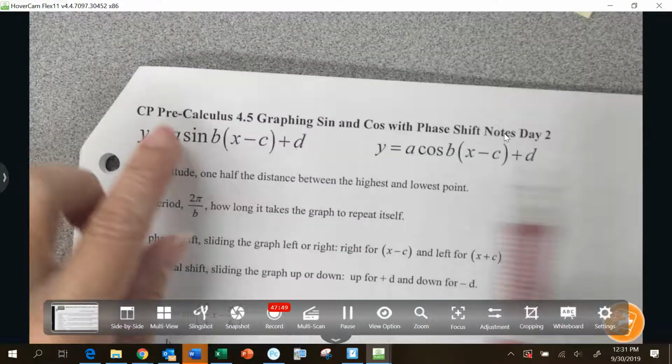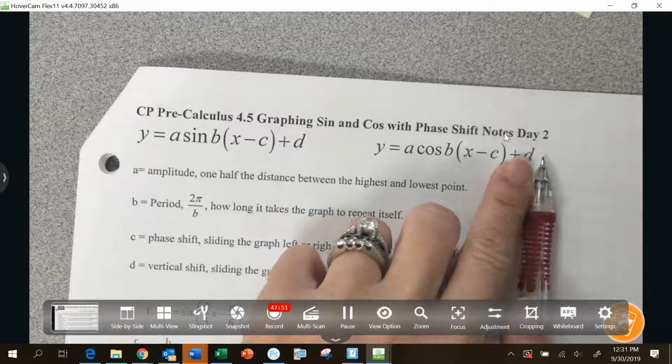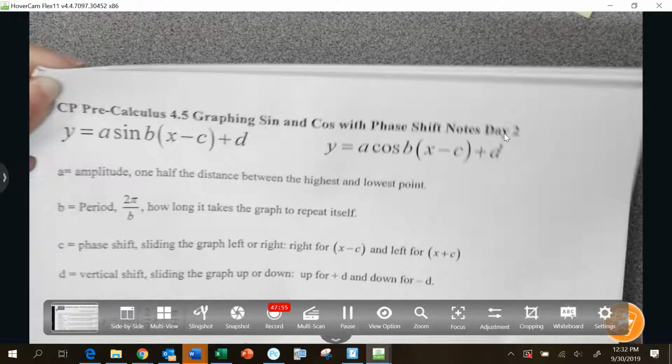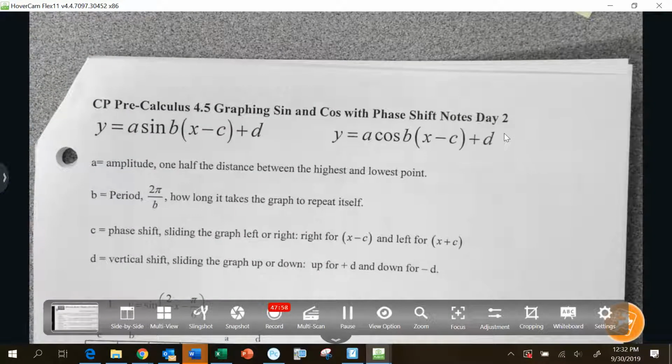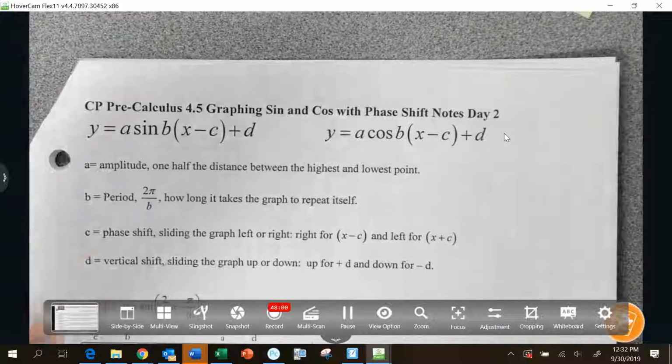That's for tomorrow. So if you turn your page, you'll notice that this is day 2 notes. And then in the homework packet, there's 3 separate assignments stapled together. So you only have to do the first assignment for your homework. Okay?